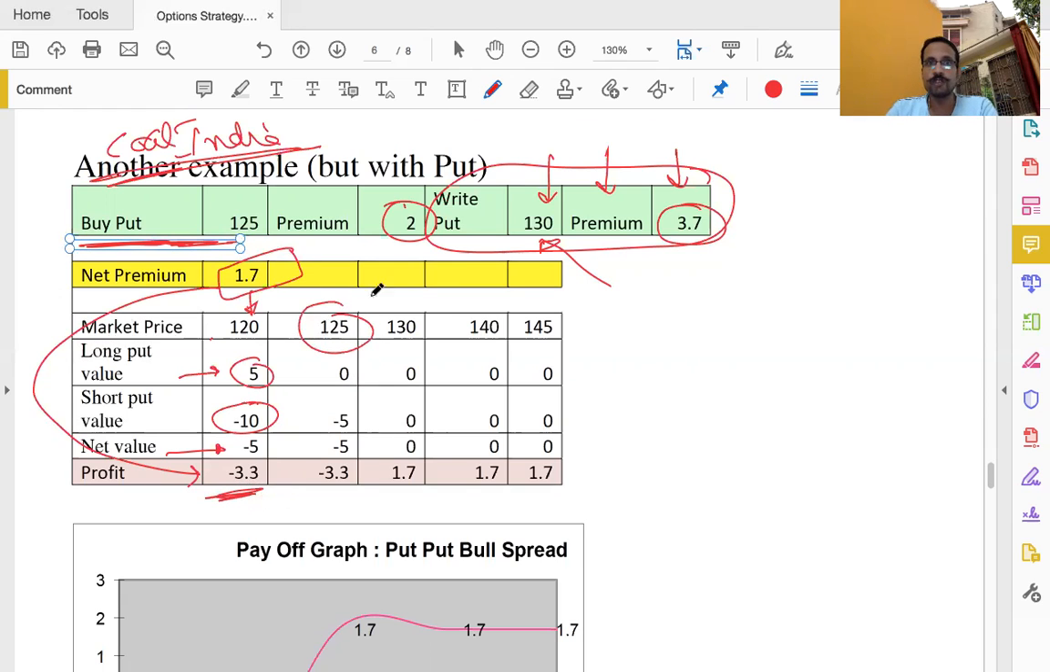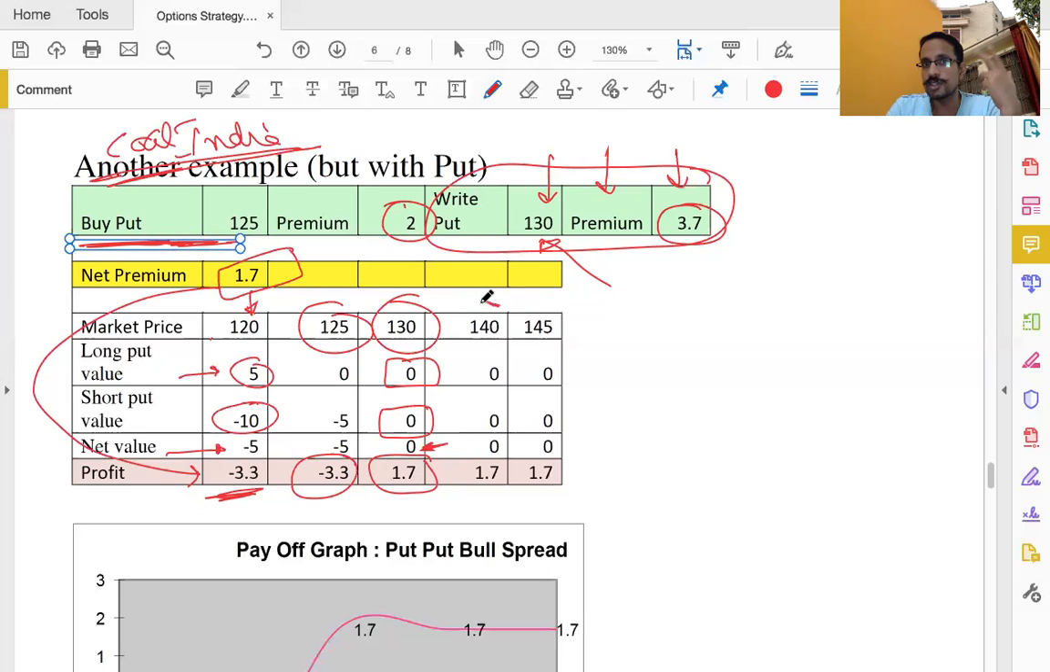At 125, which is lower than your 125 put option, again you are going to get negative. At 130, the scene changes. What happens at 130? You are not going to exercise your put option because the market price is more. You will sell it at the market price, not at the put strike price of 125. You will not exercise this, right? And the put option holder, to whom you have sold a put option at a strike price of 130, is also not going to exercise it, right? And the net value is 0. So what you gain is just the premium.